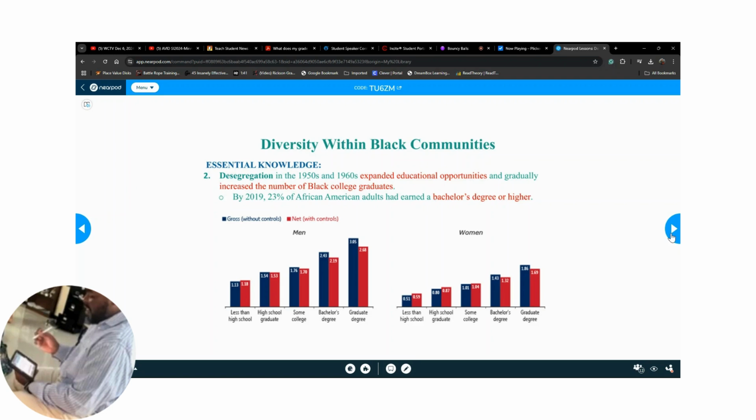Does everybody follow? So by 2019, roughly 20% of African American adults had earned a bachelor's degree or higher. That's not a bad number, but that's still not very much, is it? That's not even half. Is that right, clear there?